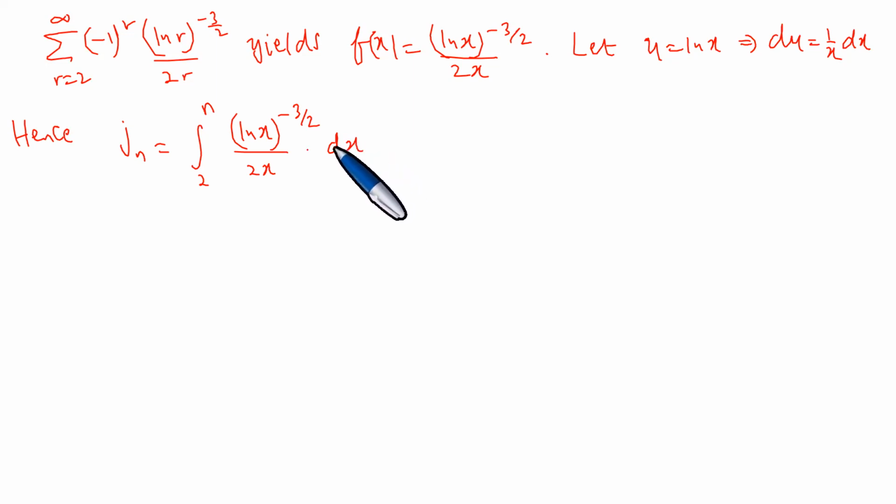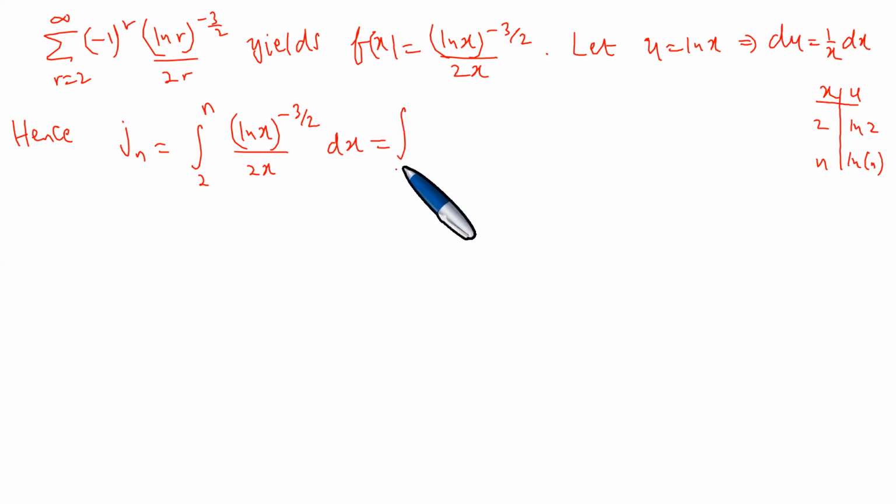So what is the integral of this? There are two variables, x and u. x is from 2 to n. If x is 2, then this one is ln 2. If x is n, then this is the ln of n. This has implications. It means that here, this one is going to be ln 2, and this one is going to be the ln of n. We have made ln x into u, so this is exactly that.